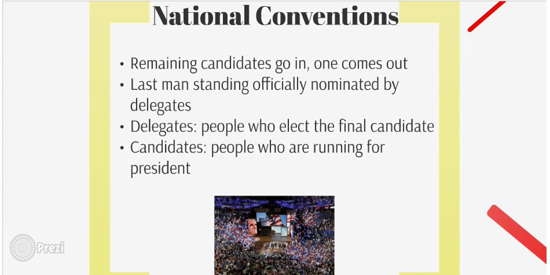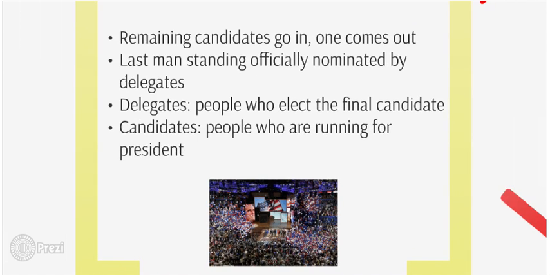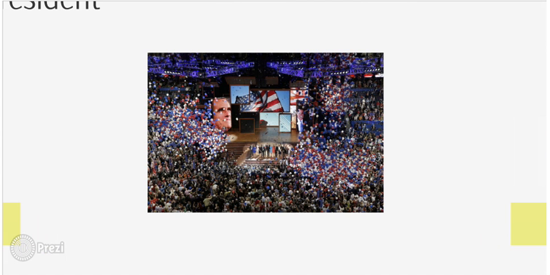And remember, delegates are people who elect the final candidate for the party, and candidates are the people who are actually running for president. So, if you see down here, this is when Mitt Romney won the presidential nomination from the Republican Party back in 2012 and ran against Obama. So, this is a huge party for the party. You can think of this as a party for the party. There's balloons, his family is up on stage with him, they're waving at all the cameras, and he's showing all the support that he has from the Republican Party.